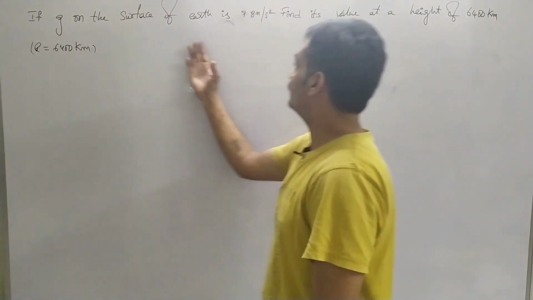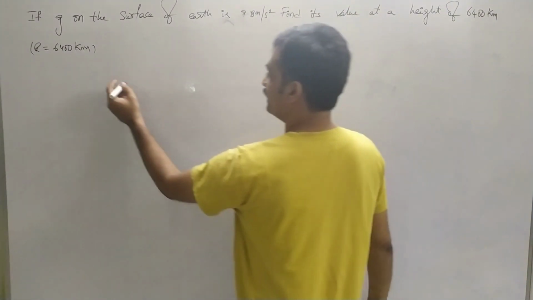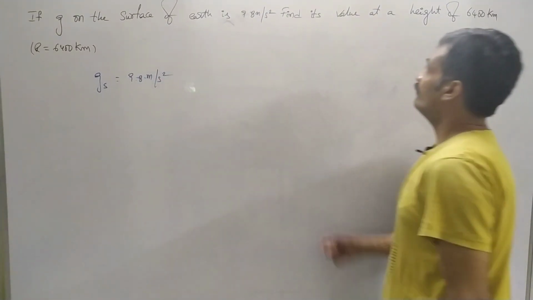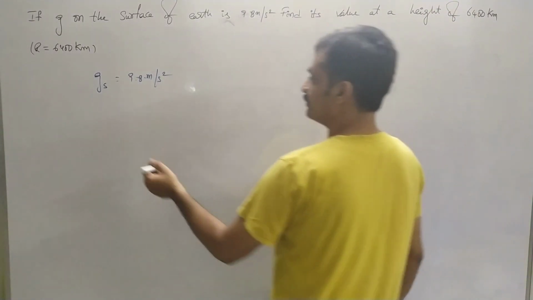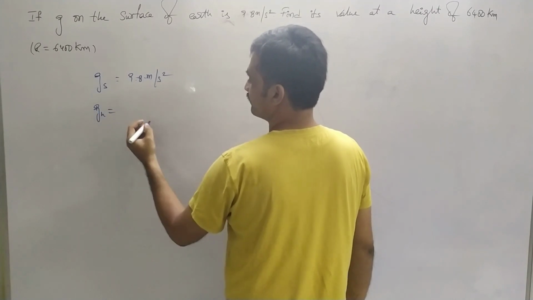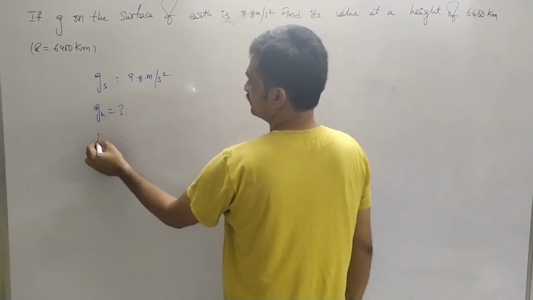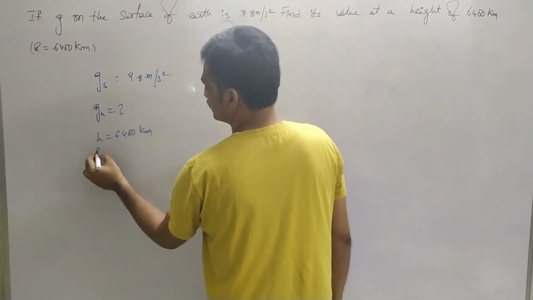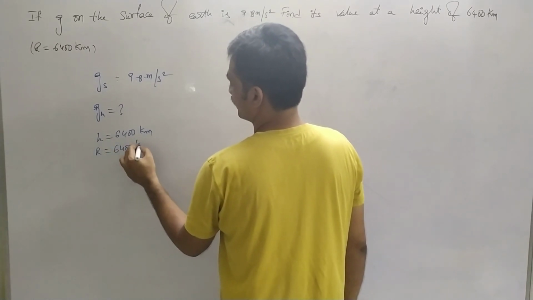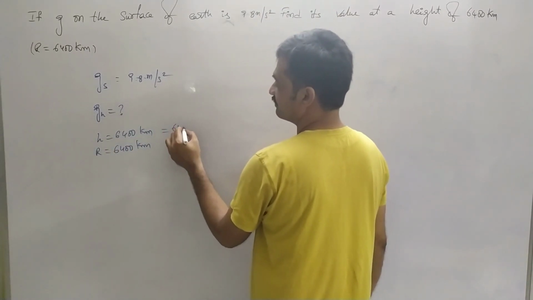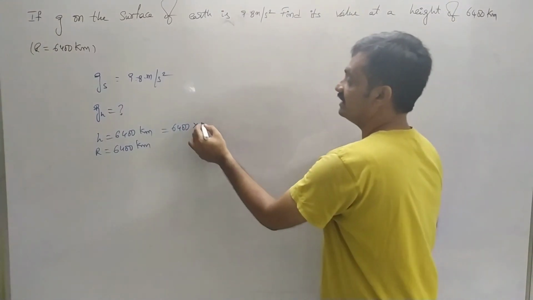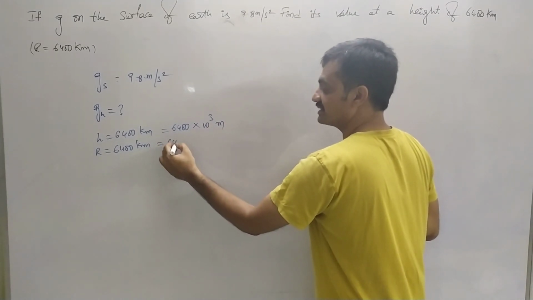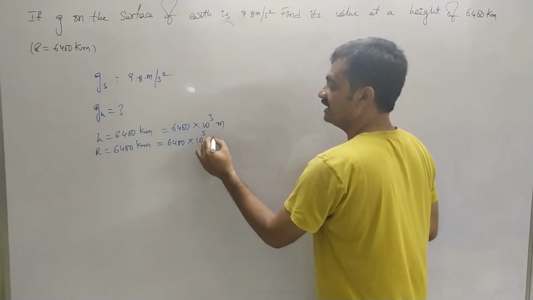Observe this problem. If g on the surface of the earth is 9.8 meter per second square, find its value at a height of 6400 kilometers. We have to represent g suffix h at a height of 6400 kilometers, whereas the radius of the earth is r equals 6400 kilometers. As we convert it into meters, it can be represented as 6400 into 10 to the power of 3, because 1 kilometer equals 1000 meters.